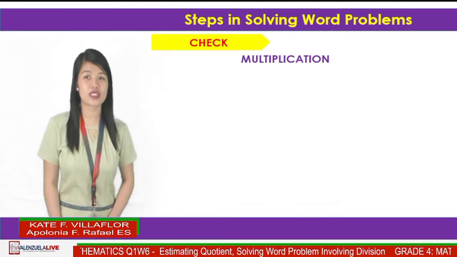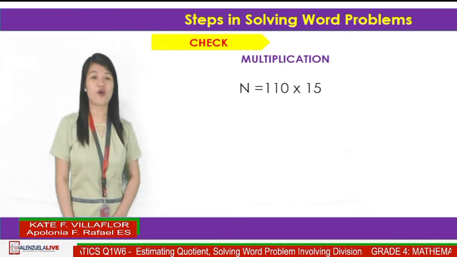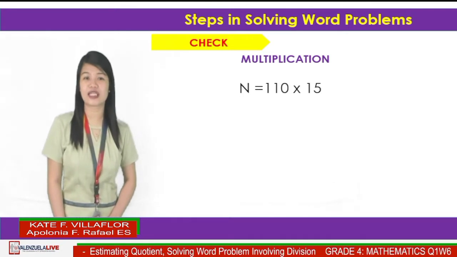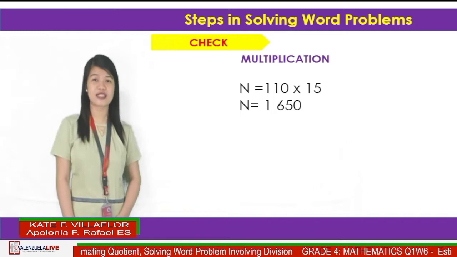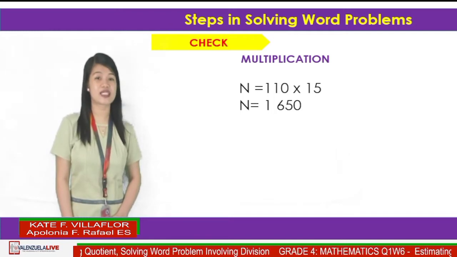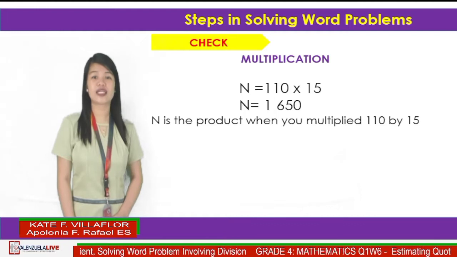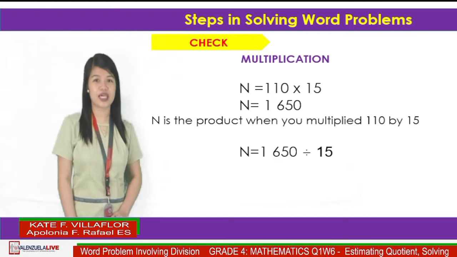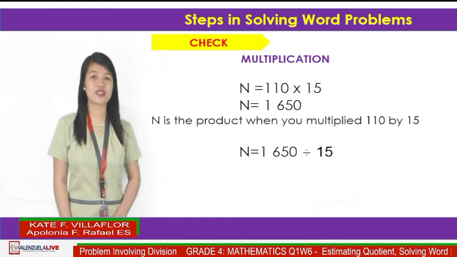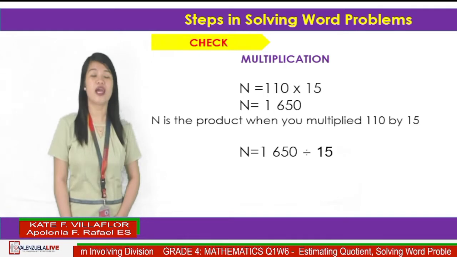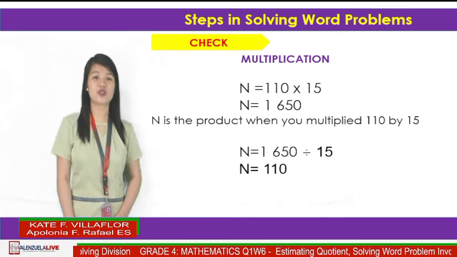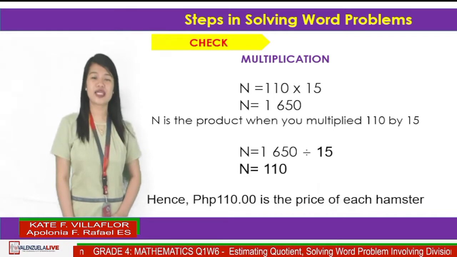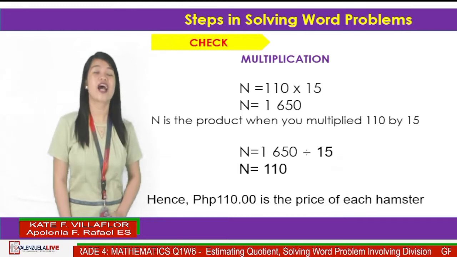We're going to use multiplication. We're going to multiply the quotient by the divisor. 110 times 15. The answer is very good. 1,650. And n is the product when you multiply 110 by 15. N is equal to 1,650 divided by 15. N is equal to 110. Okay. This 110 is the price of each hamster.